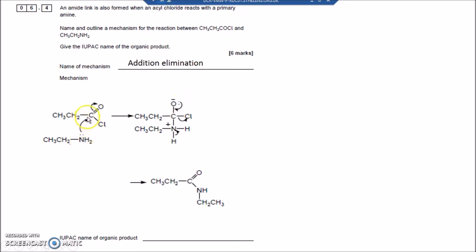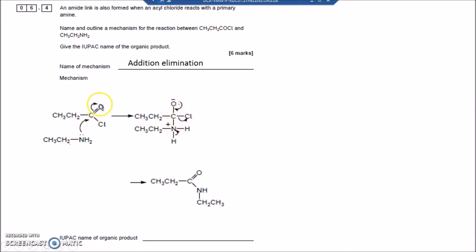So in the first step, the NH2 is bonded onto the C. The C double bond O has broken and left a single bond, and the pair of electrons from the bond has gone onto the O. The O becomes minus because it's had an arrow going onto it, it's had electrons going onto it, and the N becomes plus because that's had electrons moving away from it, an arrow going away from it. The NH2 I've drawn as a displayed formula now with two H's, and then the CH2CH3 here.